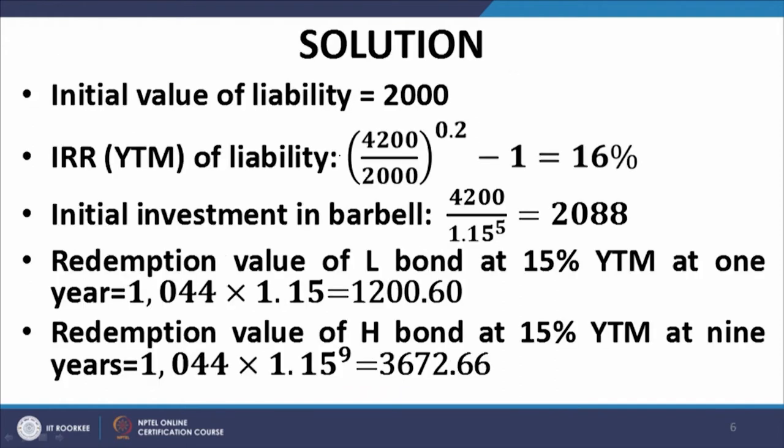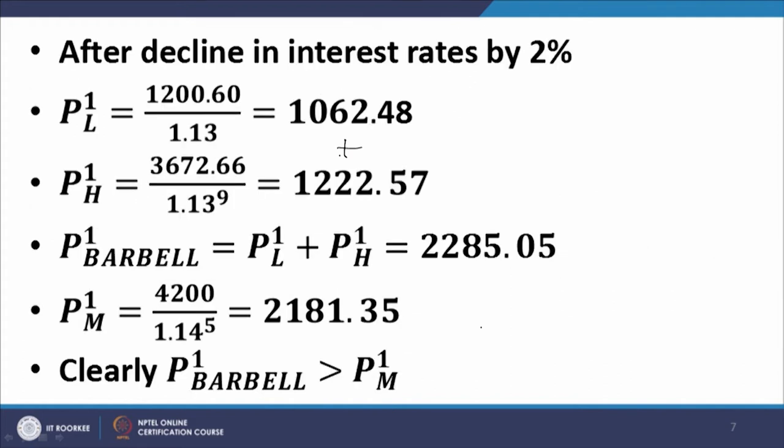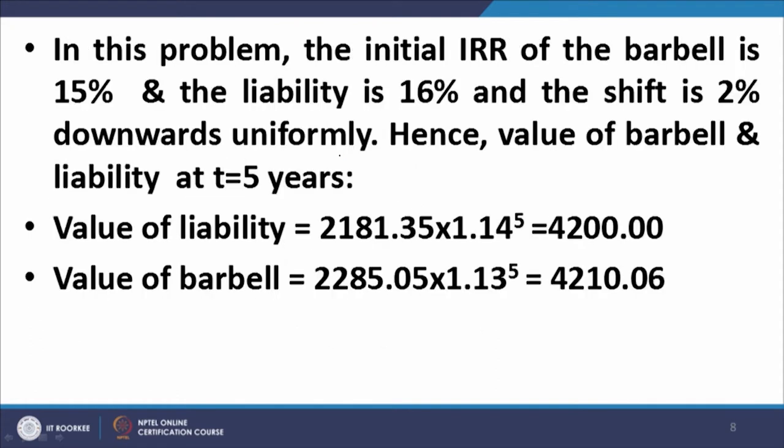Please recall the earlier value of the barbell was 2088, and now it has gone to 2285 because of the decline in interest rates by 2%. The value has increased as it should be. As far as the t equal to 0 value of the liability is concerned, after the decline in the interest rates by 2%, it turns out to be 2181.35. So, clearly the t equal to 0 value of the barbell after the shift in interest rates is greater than the t equal to 0 value of the liability. Now, let us see what happens at the point of maturity of the liability.